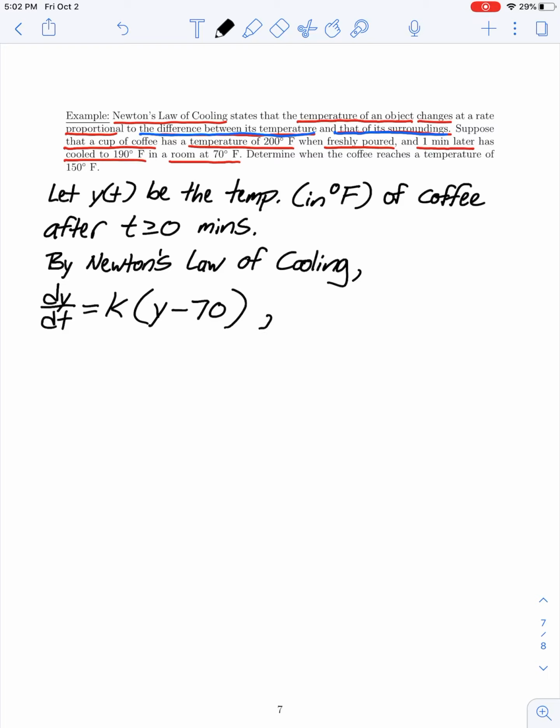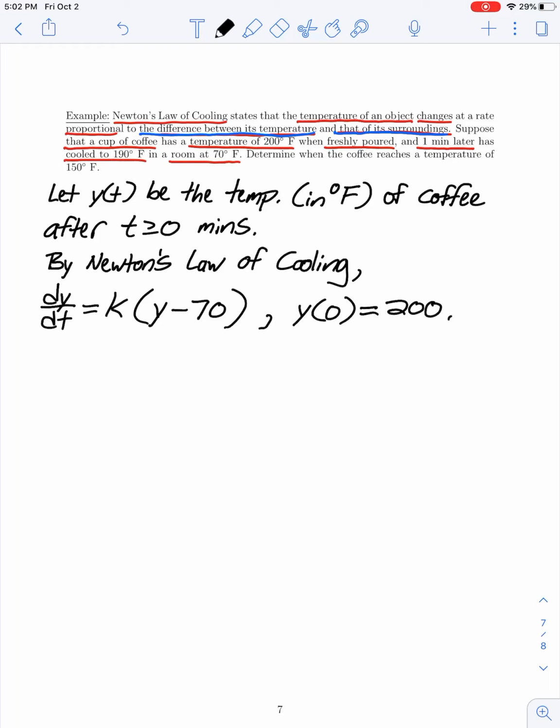And we also have an initial condition. At time 0, that is the moment that we first poured this cup of coffee, the temperature was given by 200 degrees Fahrenheit. So we have an initial value problem here, and let's see if we can solve this to find the temperature at any given time.